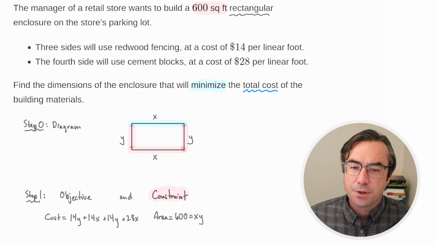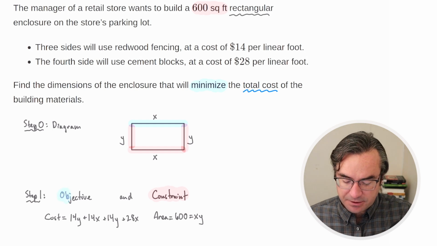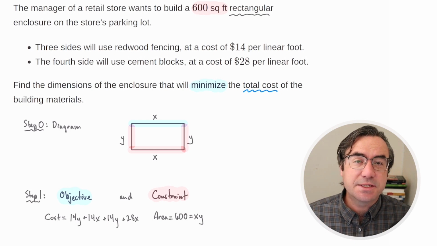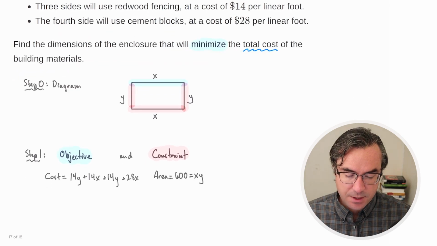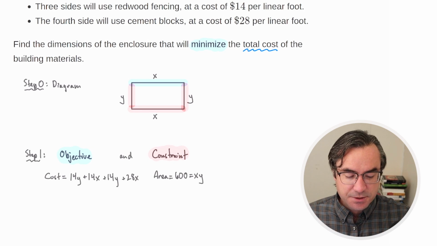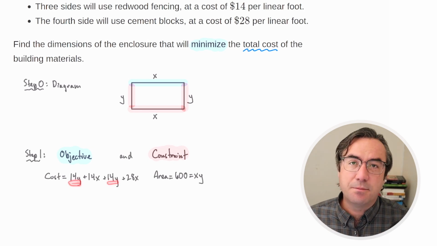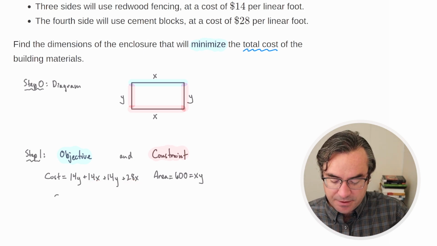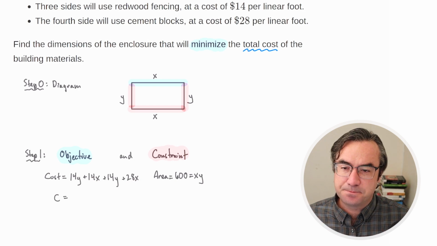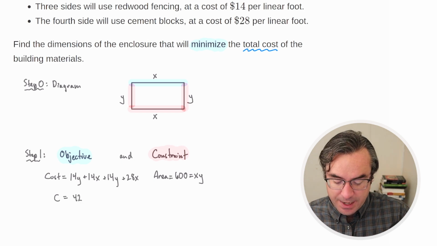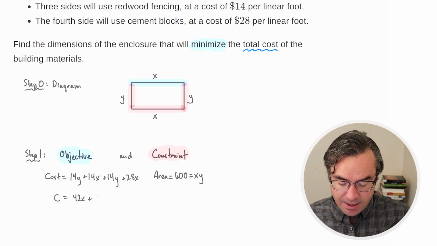Okay. So that is our objective. That is the function we want to minimize in this case. Now we can simplify this down just a little bit. The y terms here we can combine, and then the x terms we can combine. And let's just abbreviate this C for cost. So if we combine the x terms, we get 42x plus, and then we combine the y terms, we get 28y.